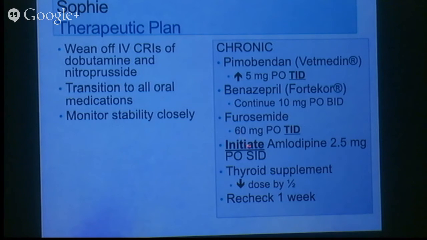We initiated an oral arterial vasodilator. So in this transition period here of weaning her off the nitroprusside, we got an oral equivalent going. We did decrease her thyroid supplement, and we thought we'd recheck her in a week. And so 48 hours after this maneuver, we actually did get her out of hospital.